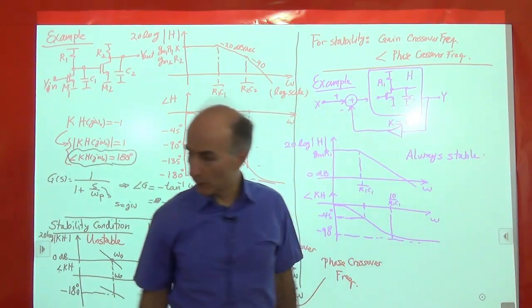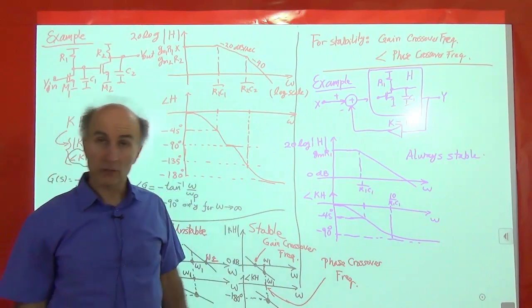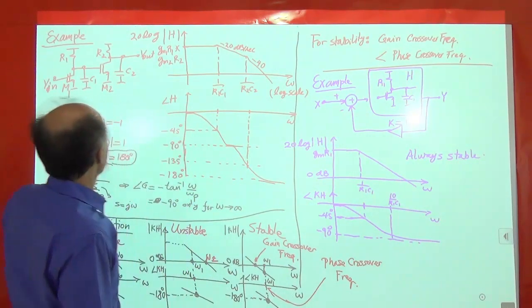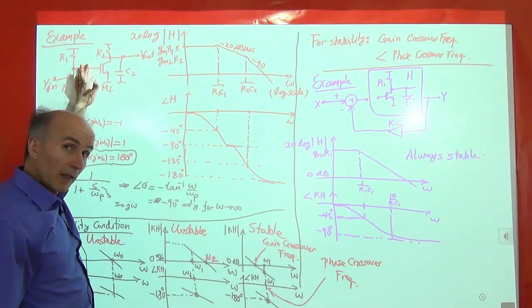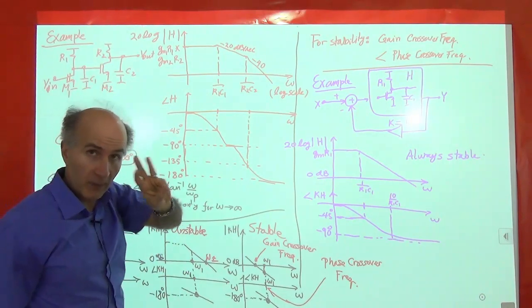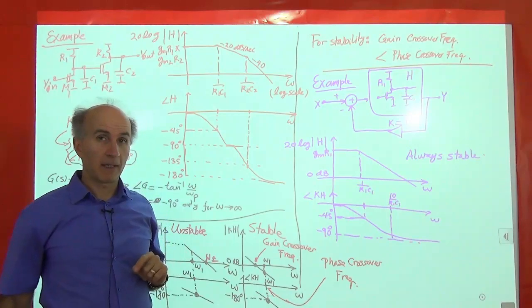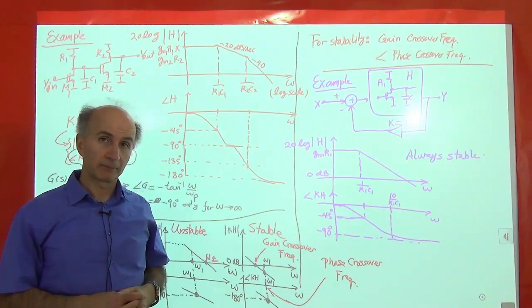Okay, so a one-pole system is always stable, and that's great news. We also saw that a two-pole system is also always stable. So then when you have a three-pole system, there might be difficulty, right? And that's what we will study next time. I will see you next time.